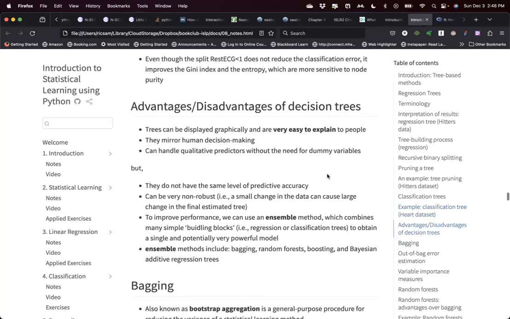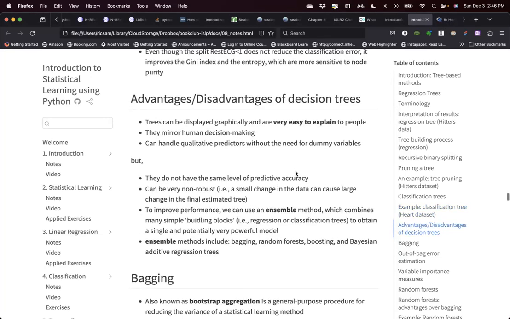So, just to summarize, because we're running out of time here, advantages of decision trees: very easy to explain. They mirror human decision-making. For example, in the previous cohort where I discussed this book using R, we did an exercise where the audience used decision trees to try to guess the word that I wrote on a piece of paper.